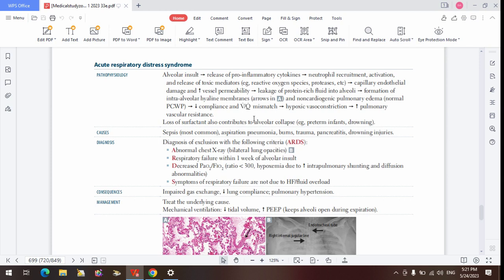So just imagine that you are now having loss of surfactant. That means that there's nothing to stop the surface tension. That means you have unopposed force bringing the lungs inward. So that means that they are going to collapse on themselves. That is it. So these are the causes that we mentioned.